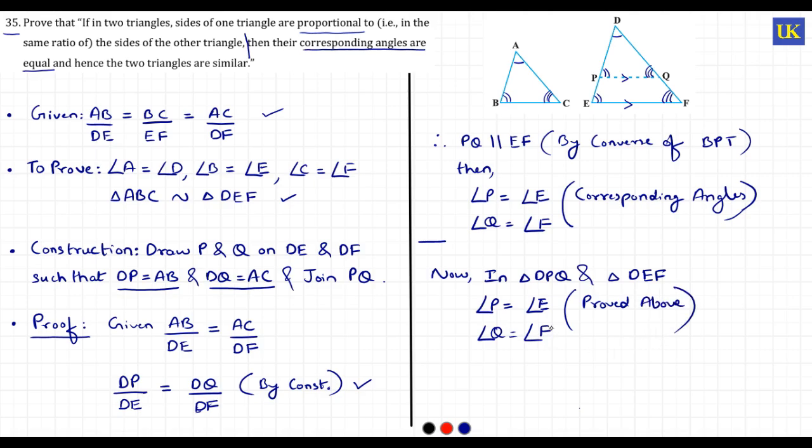Right? So now I can say that by the angle similarity criteria, triangle DPQ is similar to triangle DEF. So we have proved that this small triangle and this bigger triangle are similar to each other. That is what we have proved here. Okay, now we will go further.